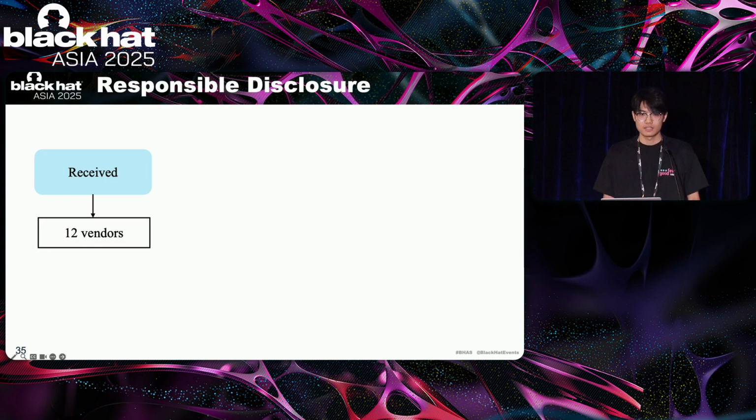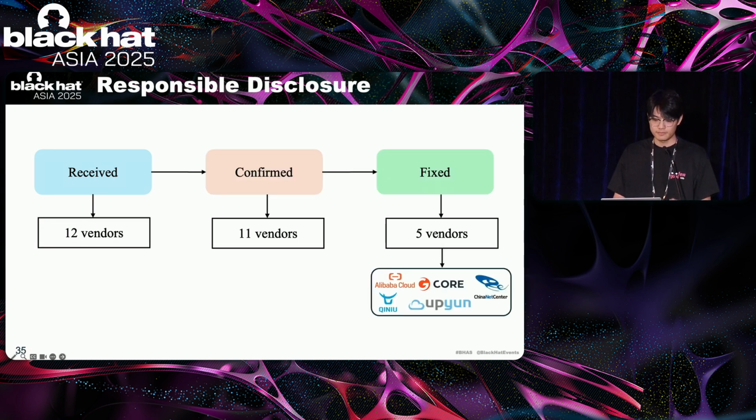So far, we have reported these issues to all of the 14 CDN vendors we tested. Out of those, 12 CDN vendors acknowledged receiving our reports, and 11 vendors confirmed the vulnerabilities exist. As of now, 5 vendors have actually patched the vulnerabilities. Since we only tested 14 vendors, it's very likely that other CDNs are also affected, even though we haven't directly verified it yet.